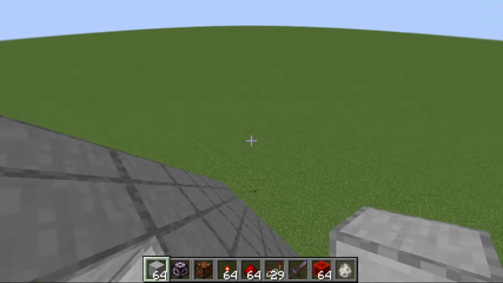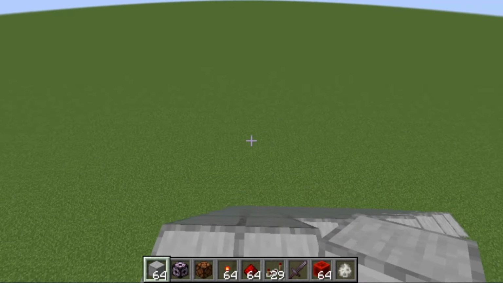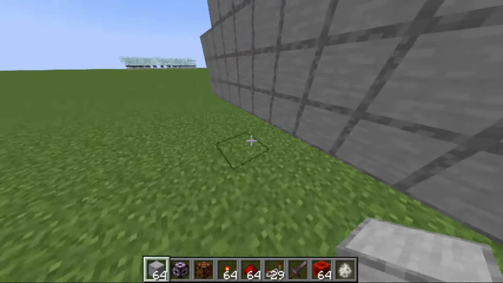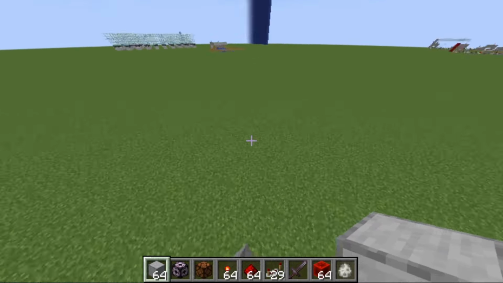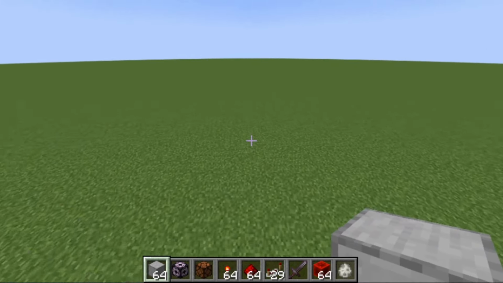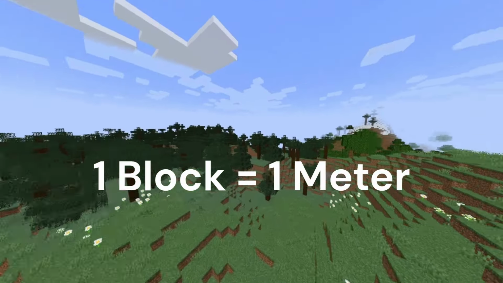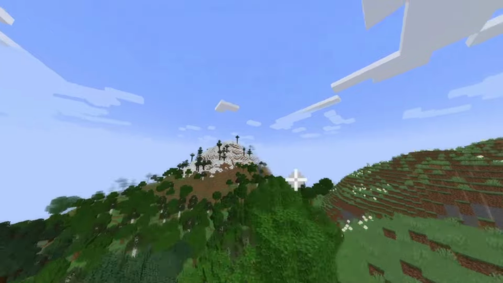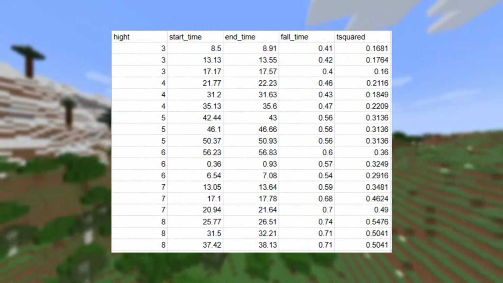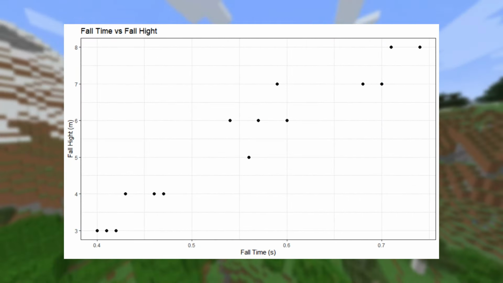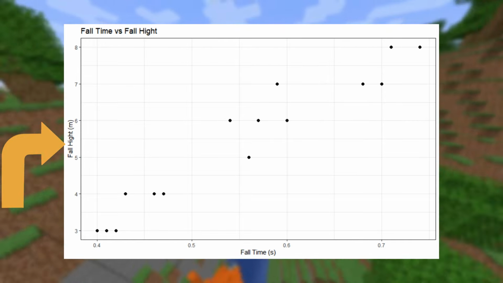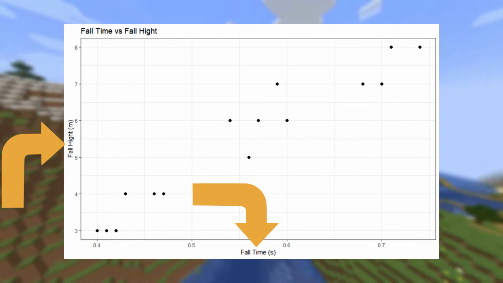Okay, so I recorded myself falling 3 times from 3 to 8 block high falls. I then used F3 to determine the time I started falling and the time I hit the ground, and then calculated my total fall time. Also, one Minecraft block is 1 meter tall, which will be important for the math. So here are the data, but even better, here's a graph showing the data. As you can see, we have the fall height on the y-axis and fall time on the x-axis. What can I do with this information?